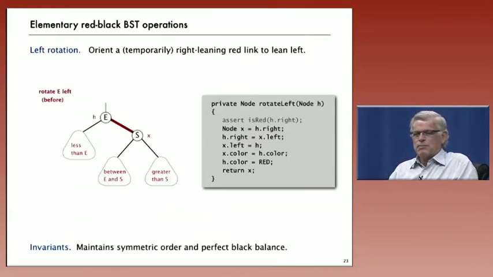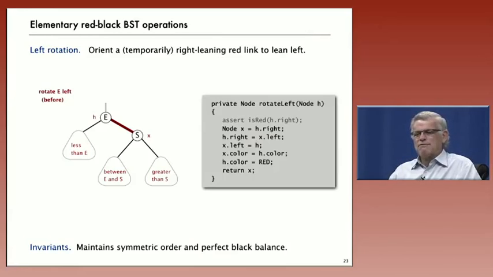All right, so now there's a couple of elementary operations that we have to perform on red-black trees called rotations. And the idea is that during the construction of a tree, or during an insertion operation, sometimes we wind up with red links that are leaning in the wrong direction. So we'll need what's called a left rotation. And the job of that operation is to take a right-leaning red link that is there for whatever reason and reorient it to lean to the left.